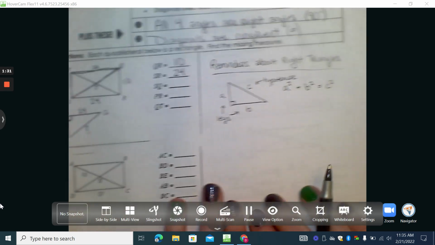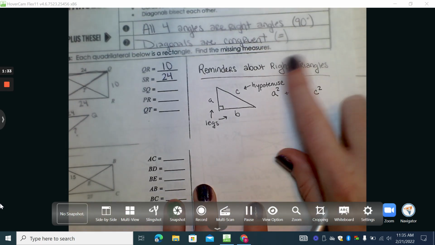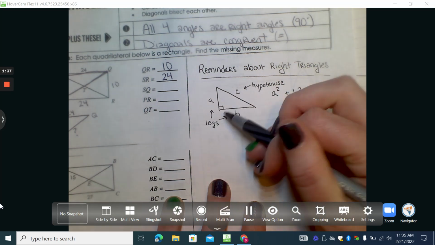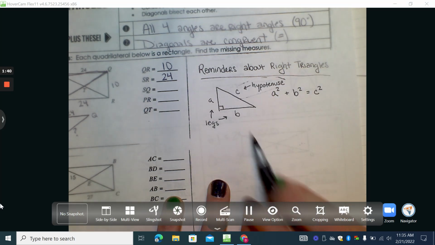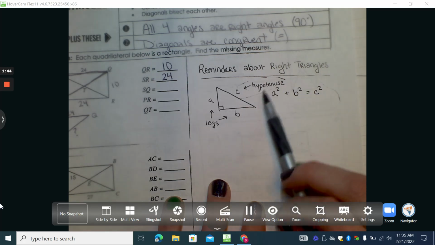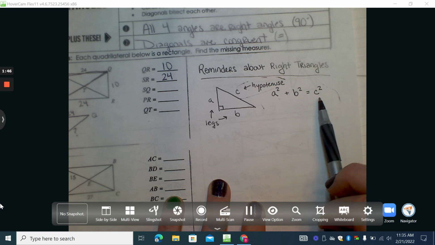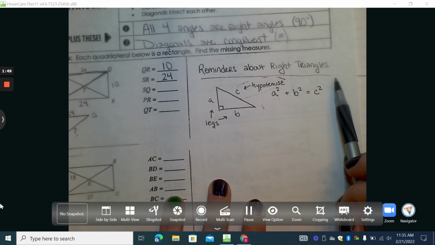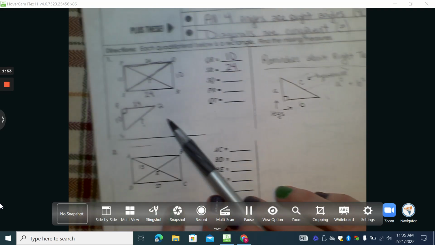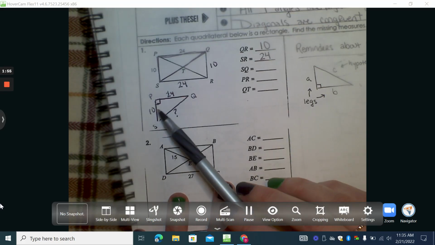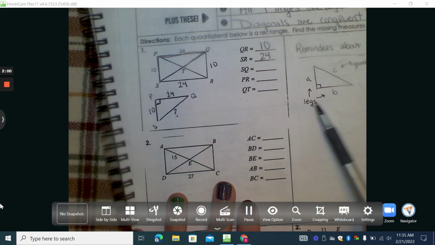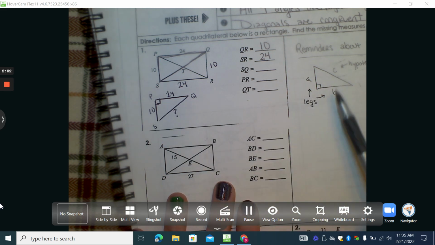Well, let's go ahead and remind ourselves real quickly about right triangles. Anytime I see a right angle, the side across from it is called my hypotenuse. That C is my hypotenuse, and I can use this formula, a squared plus b squared equals c squared. We have used it 1,000 times. We are going to do that same idea over here with the 10 and 24. 10 and 24 are my legs, my A and B.